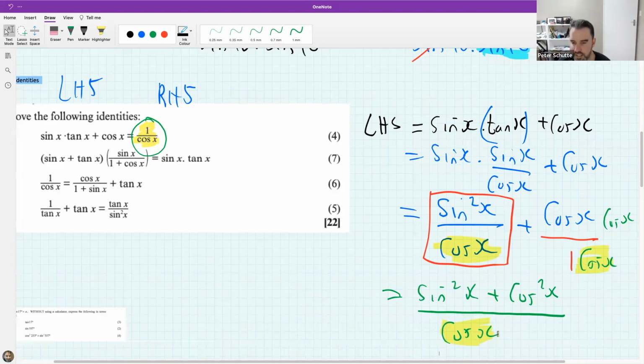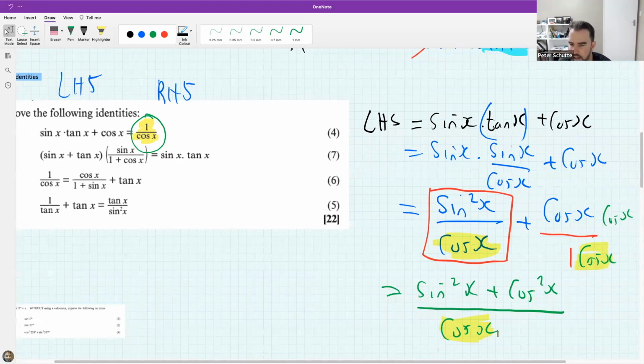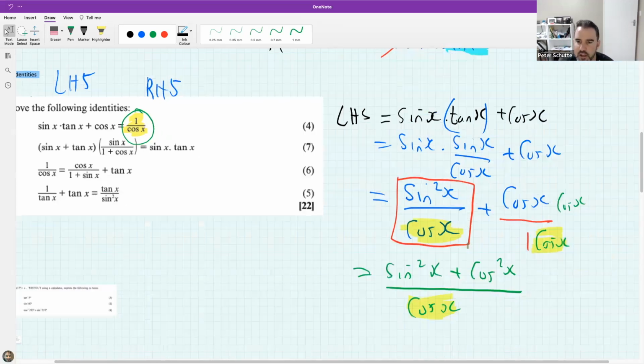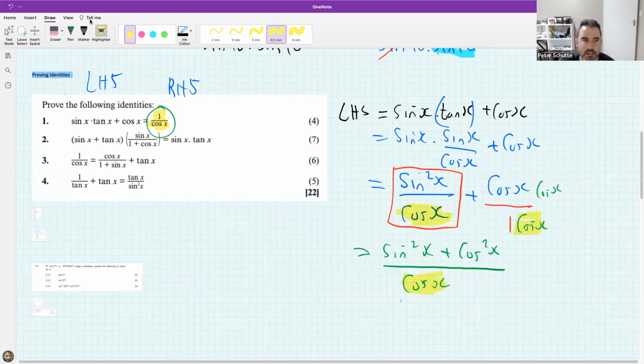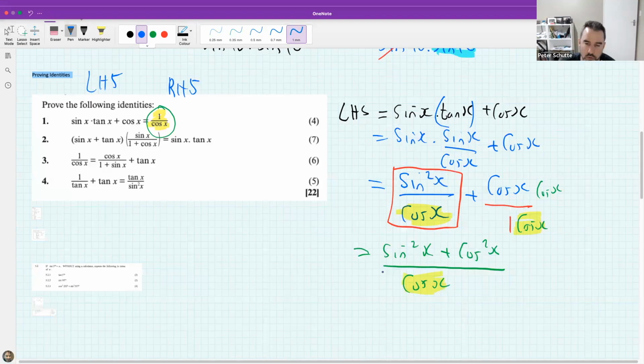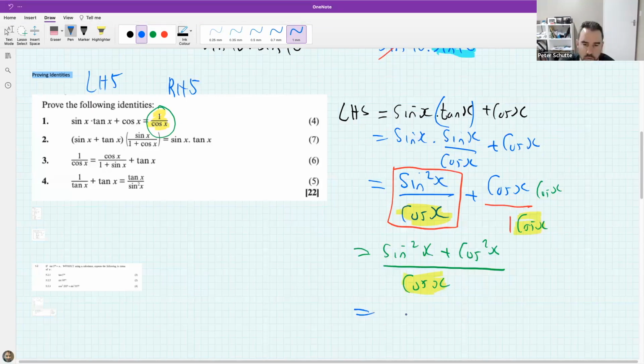All right, at least I'm getting warmer. Now, seeing all those squares makes me a bit excited. Why does it make me a little bit excited that I see all those squares? Because that's called the square identity. And so sine squared x plus cos squared x is just going to be 1. And so now I have 1 over cos x, and that is exactly what the right-hand side is. And so I have completed my proving the following identity.